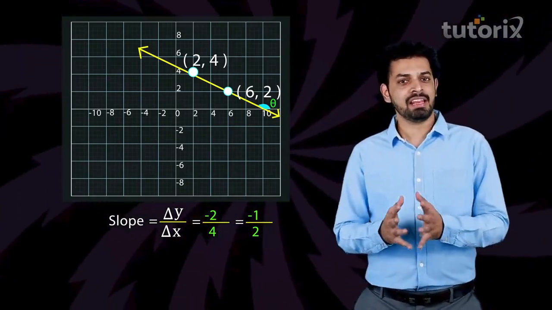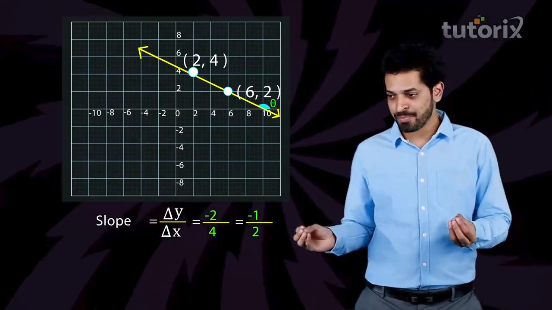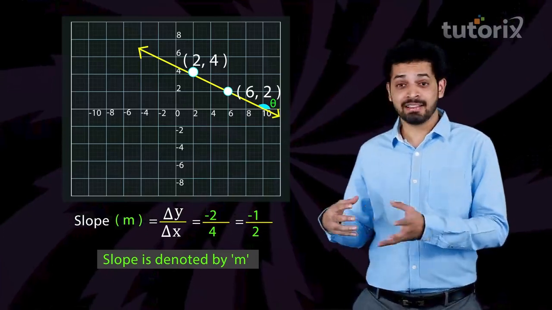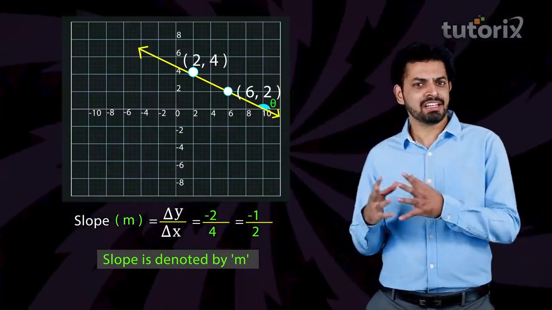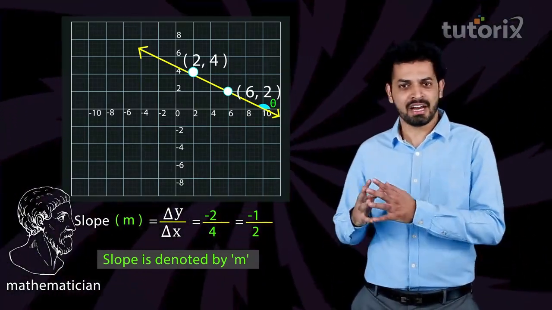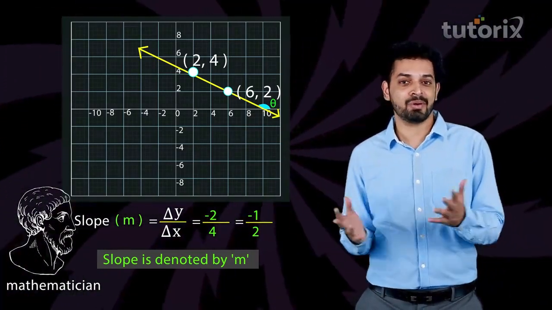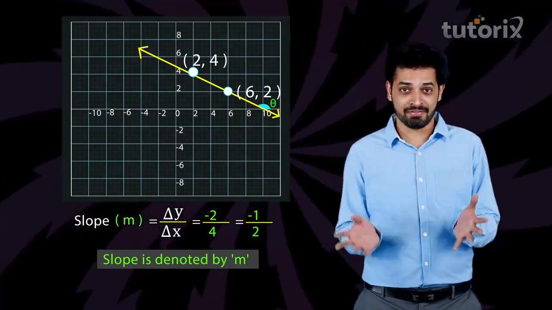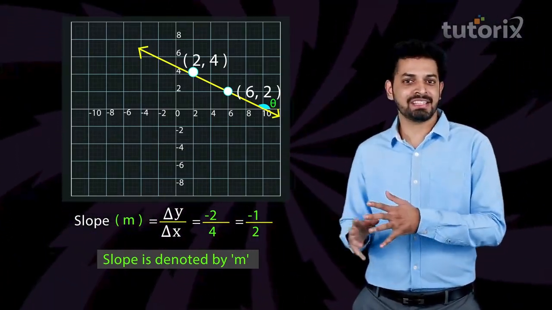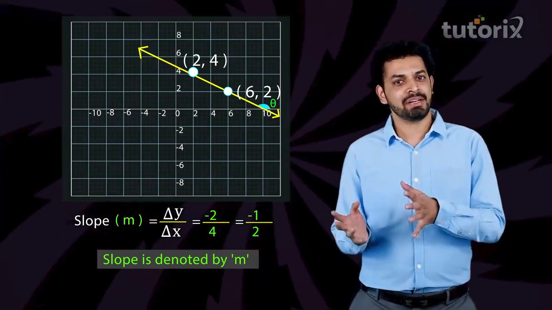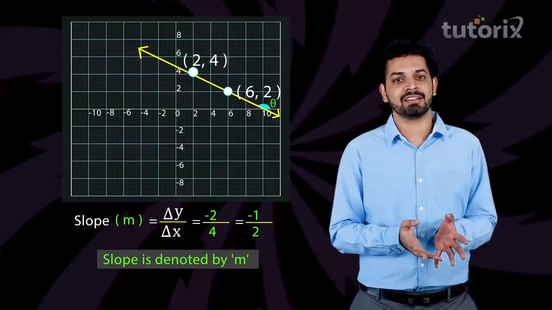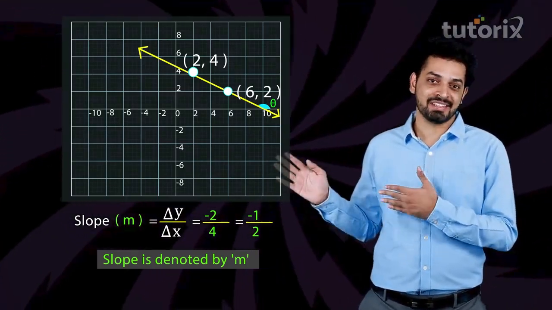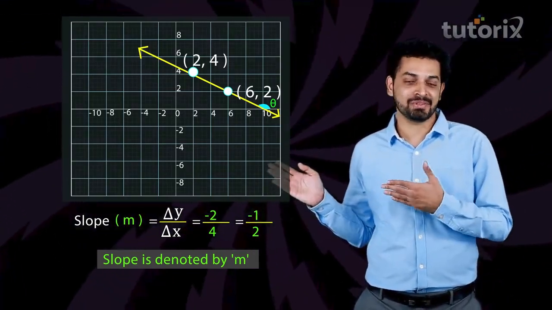Normally the slope of any line is denoted by the letter m. Now there's no reason as to why the letter m is used. Some English mathematician in the 19th century first started using this letter, and it's been followed since then, right? So therefore the slope of a line m here is minus half. Now we got the slope as a negative value. So what does it mean? That means the inclination should be obtuse, right? Which is very clear from this graph that the inclination is an obtuse angle.